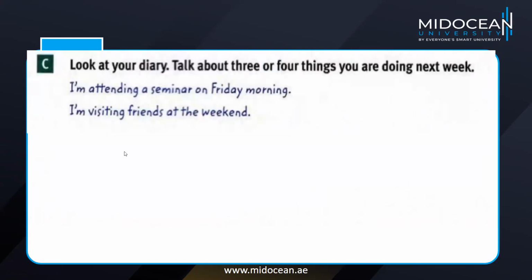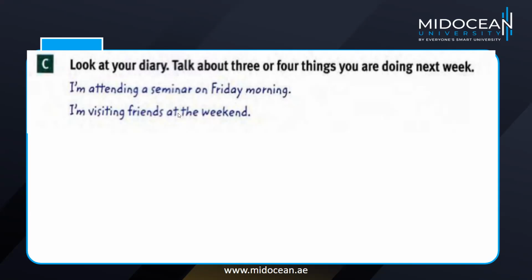Let's move to this exercise. Look at your diary. Talk about 3 or 4 things you are doing next week. Look at your diary and see what you are going to do, for example. Talk about 3 or 4 things you are doing next week.